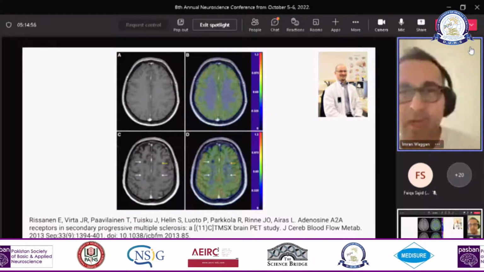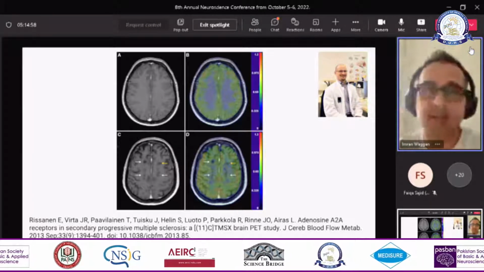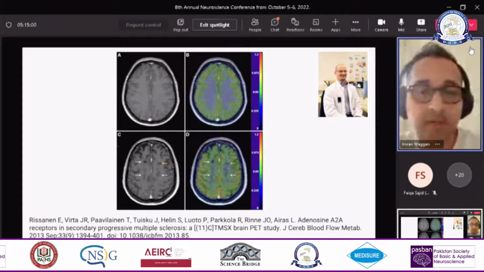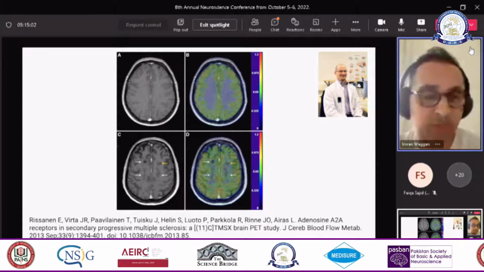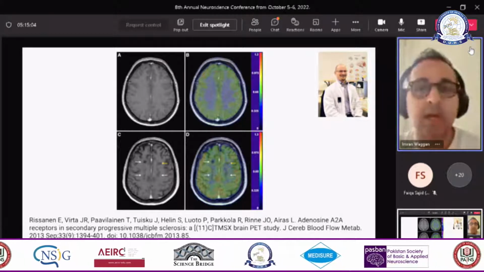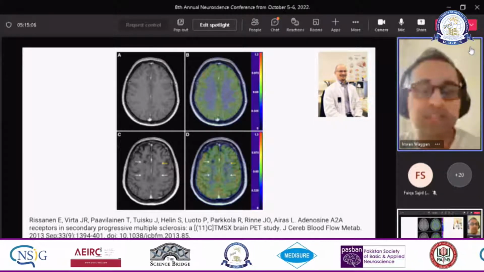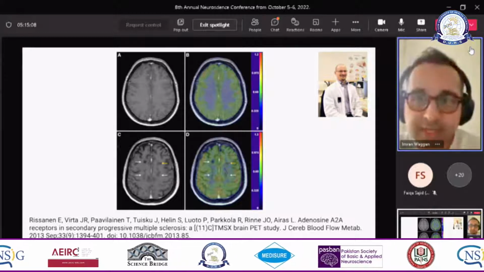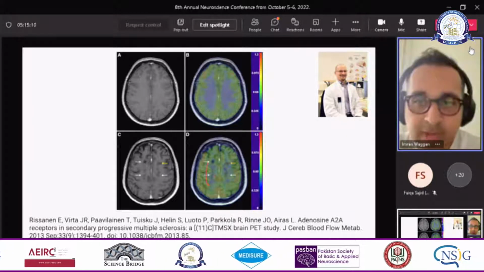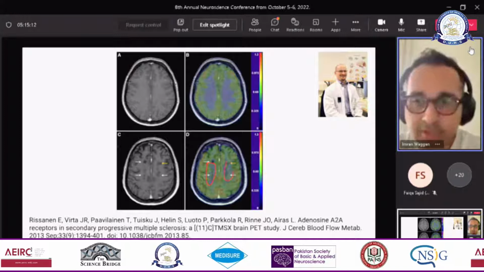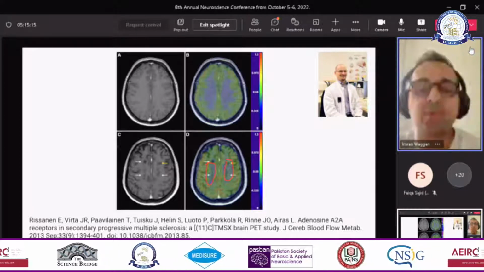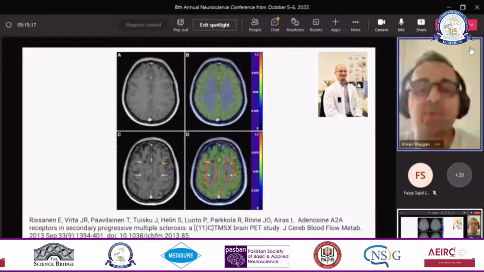My supervisor, Dr. Aero Rizinen, investigated A2A receptor expression in secondary progressive multiple sclerosis, and he found that in white matter, I'm sure you can see here, there was an increase in A2A receptor expression as compared to the controls.